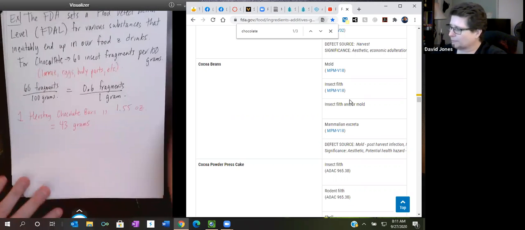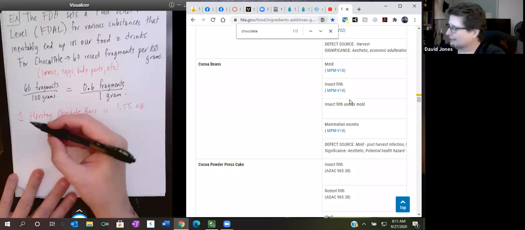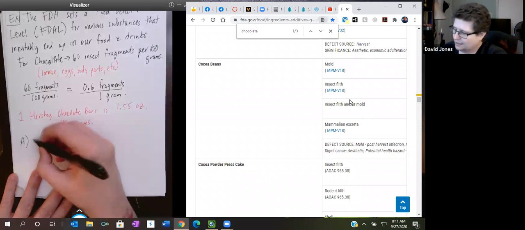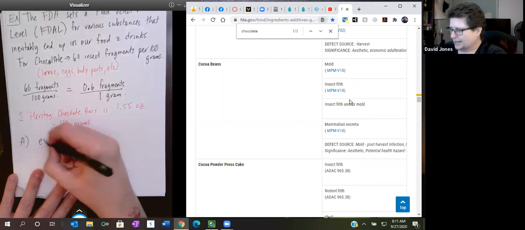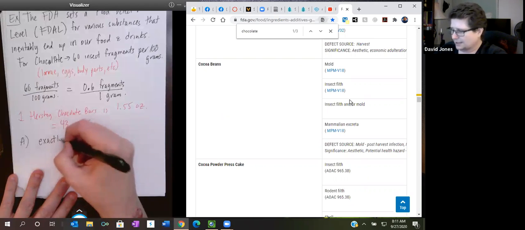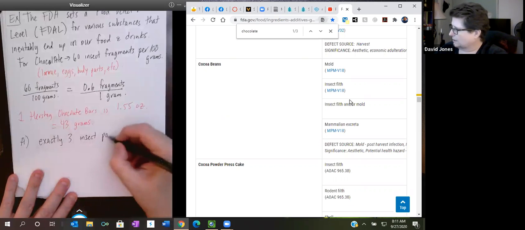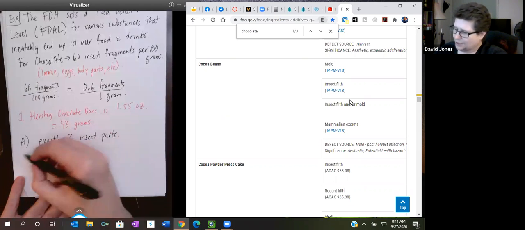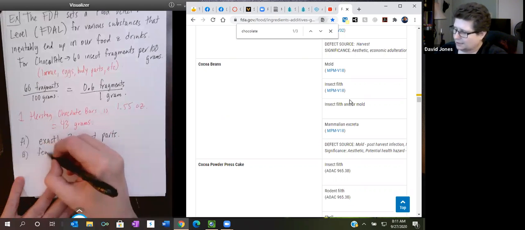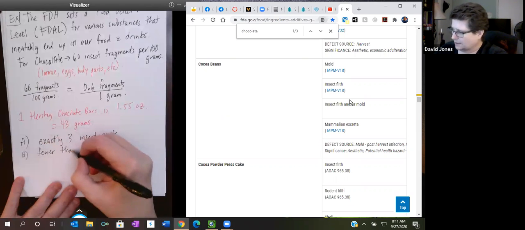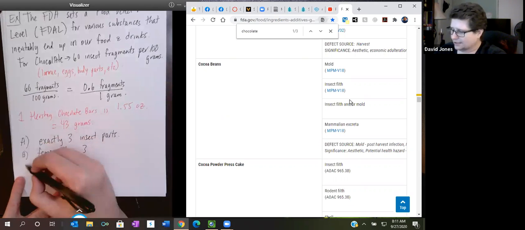Let's look at the probability of having exactly 3 insect parts in a Hershey bar. We can do fewer than 3. And let's look at least 3.